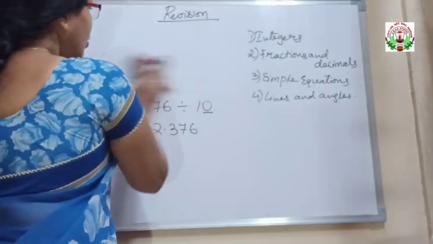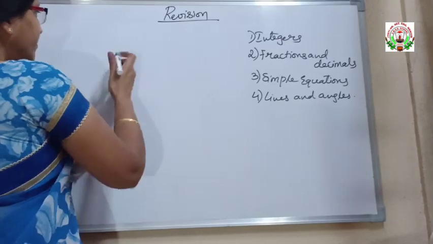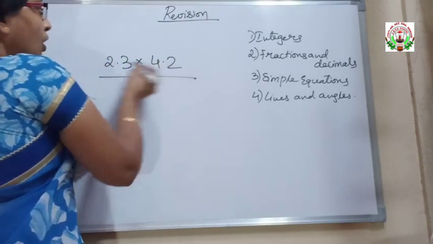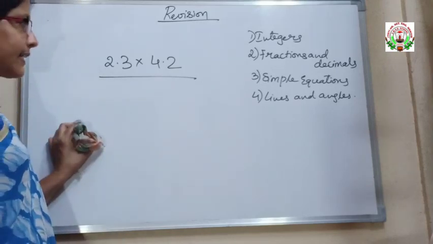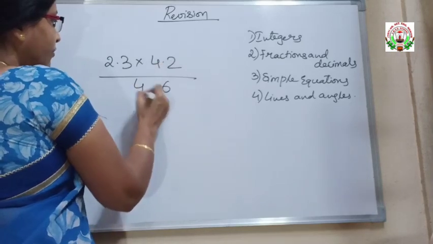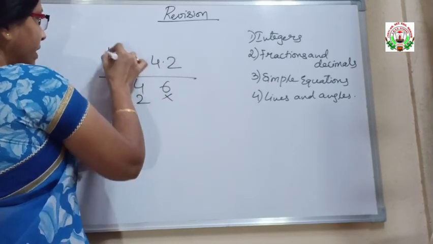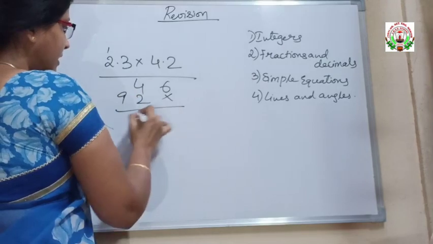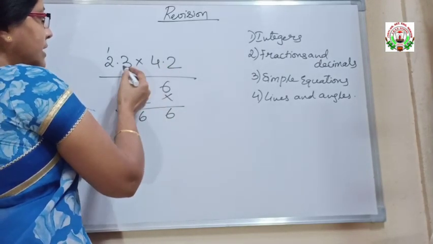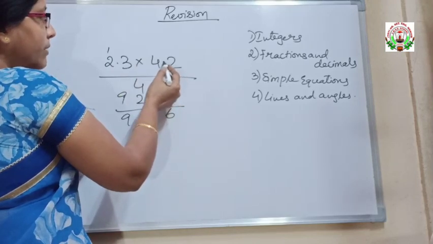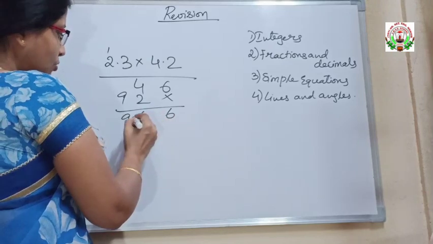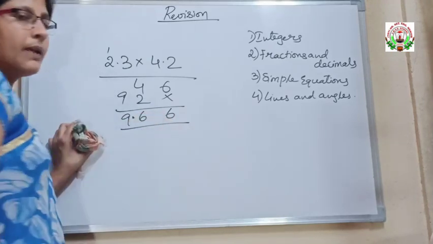Next, if you want to multiply two decimal numbers, 2.3 into 4.2, you can multiply the numbers directly. In the answer, see, 2 3s are 6, 2 2s are 4, 4 3s are 12 and 1, 4 2s are 8 and 9. So the answer is 966. And you have to count the decimal places of these two: after one number here and after one number here, means total 2 numbers. So after total 2 numbers, you have to keep the decimal point.